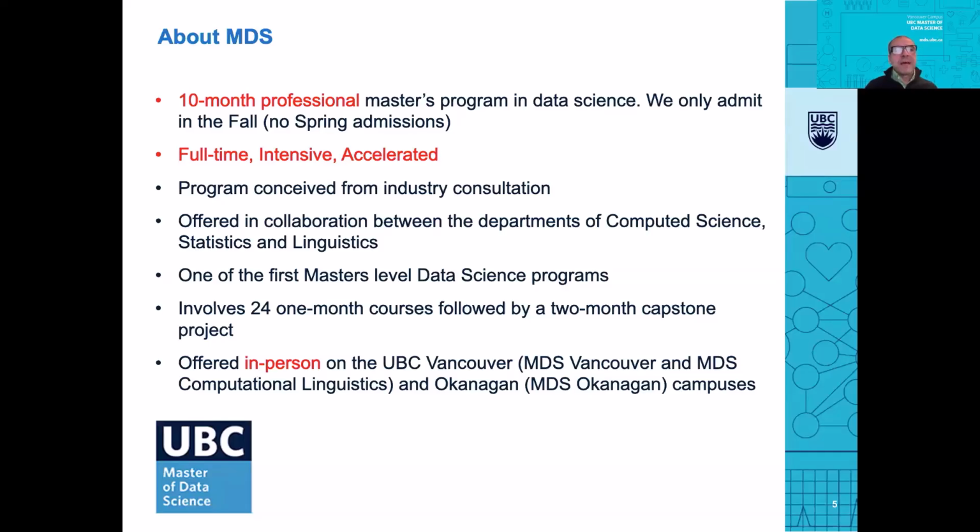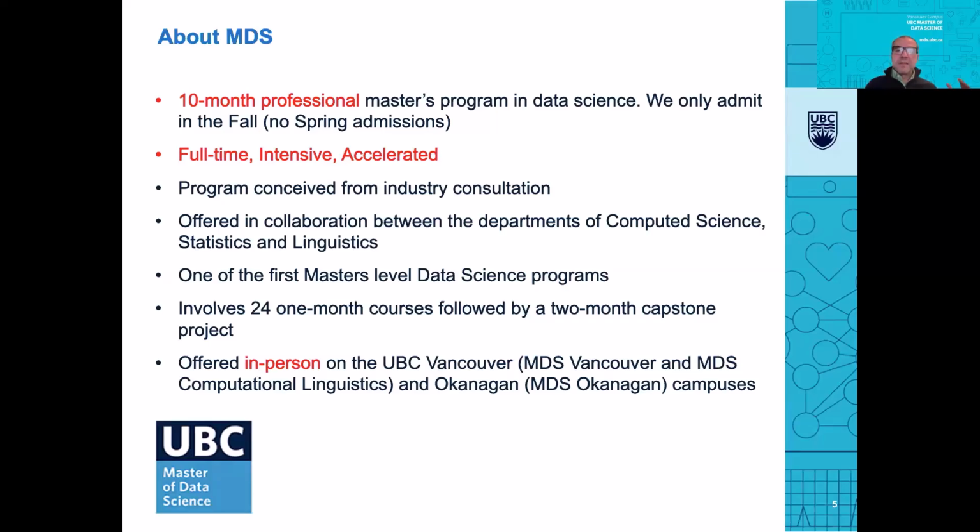It was one of the first master level data science programs that was created in Canada, for sure in Canada, even in North America. And there are 24 one-month courses followed by a 2-month capstone project. So from September to end of April, you'll take 1 credit courses.